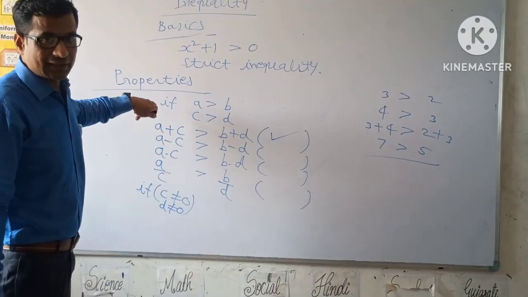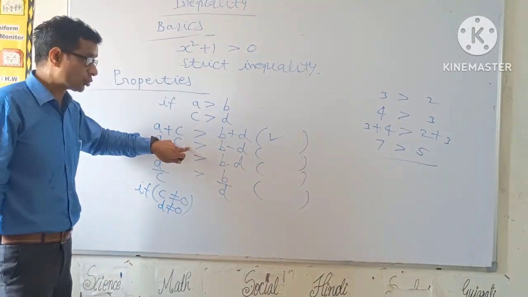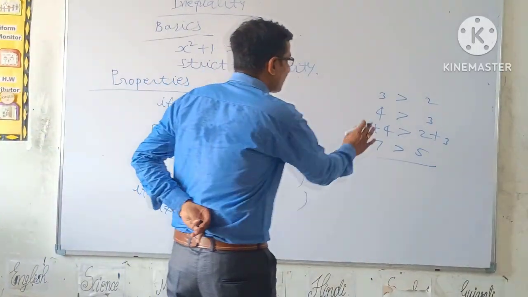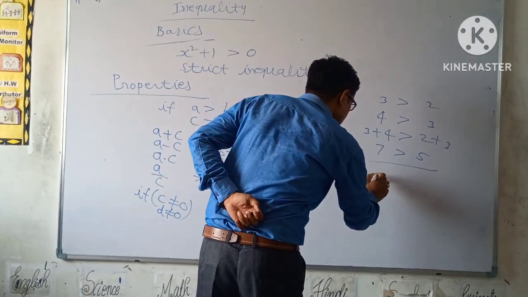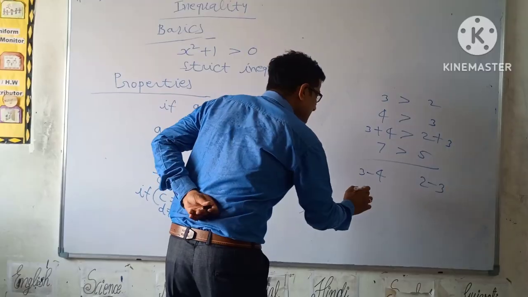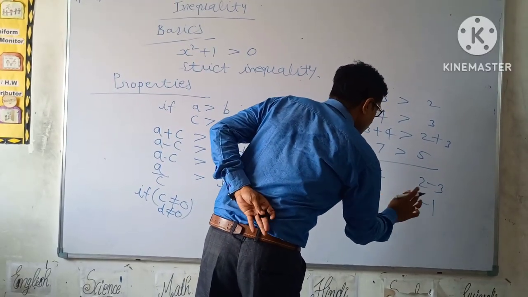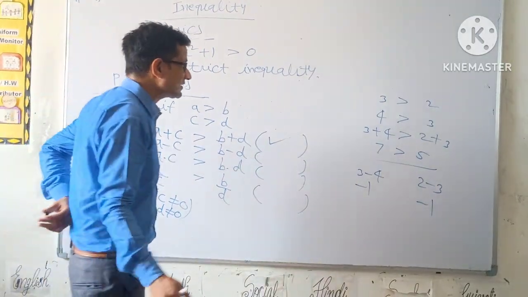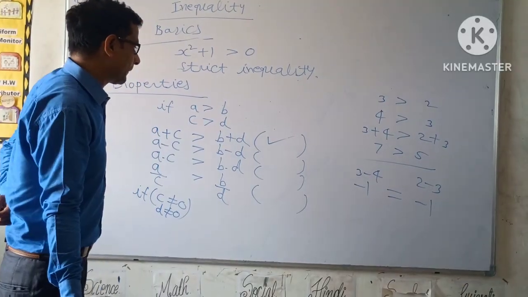So we can add two inequalities of same nature. We can add, but can we subtract also? For example, if we subtract this inequality from this inequality, 3 minus 4 and 2 minus 3. 3 minus 4 is minus 1 and 2 minus 3 is also minus 1. So according to our condition, it should be greater, but here it is equal, not greater.